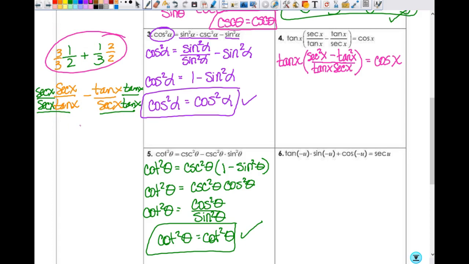Okay, so now I've got some squared and maybe some Pythagorean stuff going on there. Can I substitute anything in that numerator? What's secant squared minus tangent squared? 1. Because tangent squared plus 1 is secant squared, so that's just 1. So now I just get tangent of x times 1 over tangent x secant x equals cosine x.